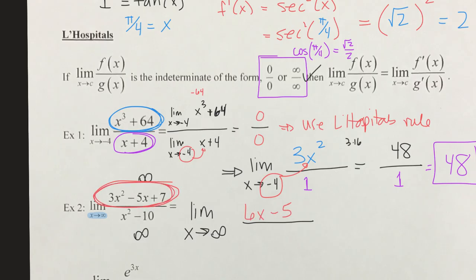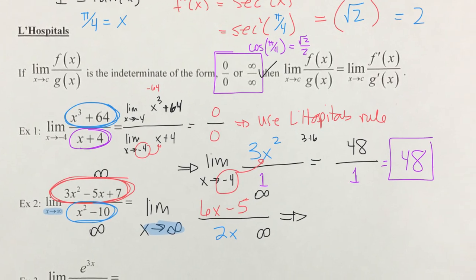6x minus 5 over, what's the derivative of my denominator? 2x. Okay, all right, let's plug infinity in again. What's 6 times infinity? Infinity. 2 times infinity? Infinity. So we're going to do it once more. As long as we get infinity over infinity, we are not done L'Hopitaling, right? We're not taking the derivatives.